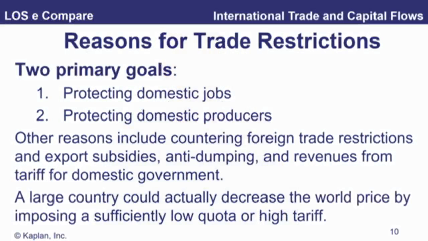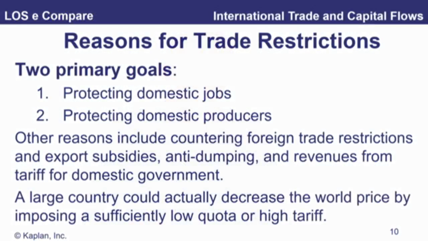So, reasons for trade restrictions then. Given we have dead weight losses and it's less efficient, it doesn't seem a sensible thing to do. Why are we doing it? Well, two primary goals. One, protect domestic jobs. Two, protect domestic producers. Yep, they are two goals, but they're obviously kind of politically the same thing. But they are the arguments. Other reasons, countering foreign trade restrictions and export subsidies. That's always a sensible adult approach. You've done it, so we're going to do it in response.